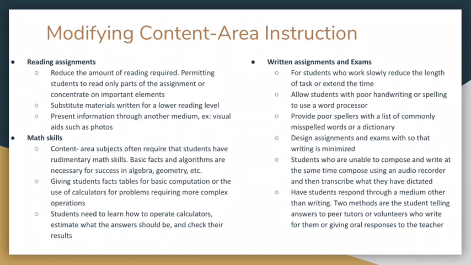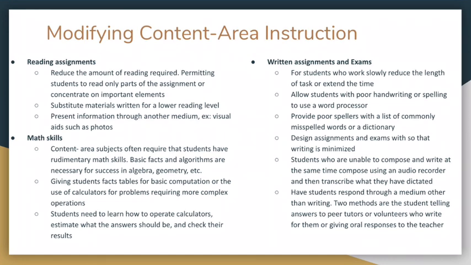So, modifying content area instruction. Reading assignments. Reduce the amount of reading required, permitting students to read only parts of the assignment or concentrate on more important elements. Substitute materials written for a lower reading level. So if you're teaching 10th grade at a 10th grade level and maybe you need to drop it down to a 6th grade level because some people might have a lower reading level. Present information through another medium. Example, visual aids such as photos.